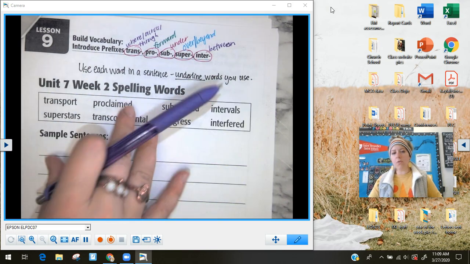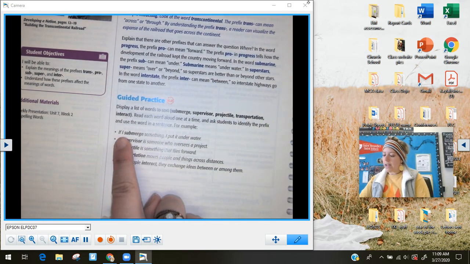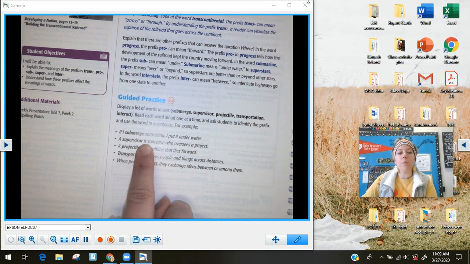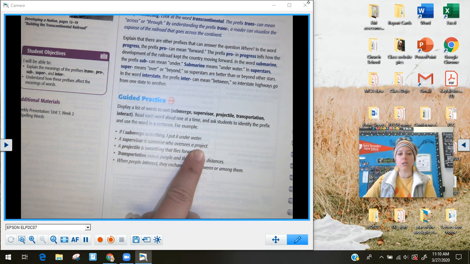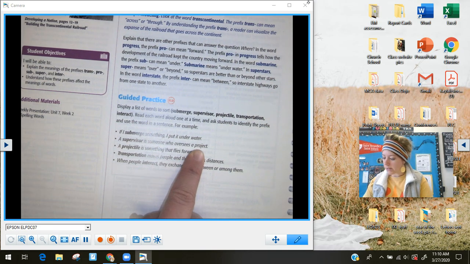Okay. Before we get to this, here are some example words I'm just going to show you really quickly. If I submerge something, I put it underwater. Remember, sub means under. A supervisor is someone who oversees a project. Remember, super means over or above everybody else. So a supervisor is like your boss.